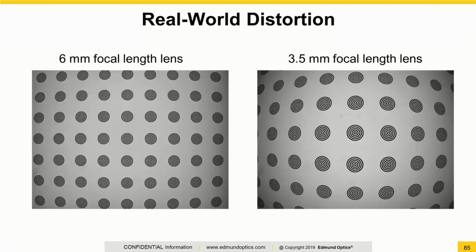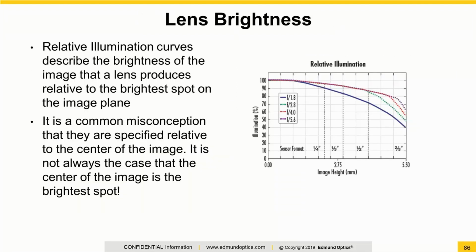The last thing that I want to point out here, as a transition to our next topic, is to look at the 3.5mm lens, and you'll notice the corners are a little bit darker there. This is a concept called relative illumination, or lens brightness, really. And we can define what that lens brightness is using a relative illumination curve. A relative illumination curve describes the lens brightness from the center out to the corner of the image.